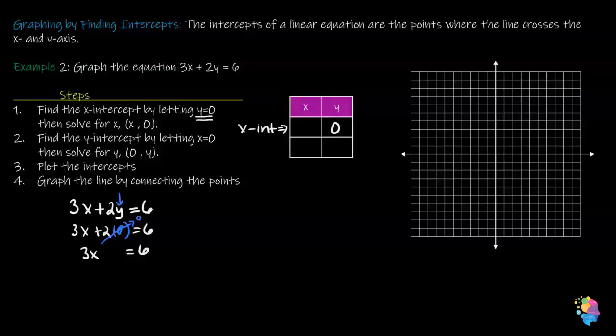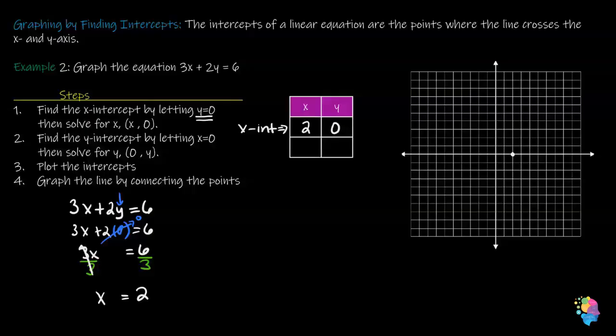Now we're not done. We need to solve for x completely, so then we're going to have to divide by that 3 that is in front of the x. So 3 divided by 3 will be 1x, or just x. And x is equal to 6 divided by 3, which is 2. So then the x-intercept is located at 2, 0. Let's plot that. 2, 0 is where our graph is going to cross the x-axis.